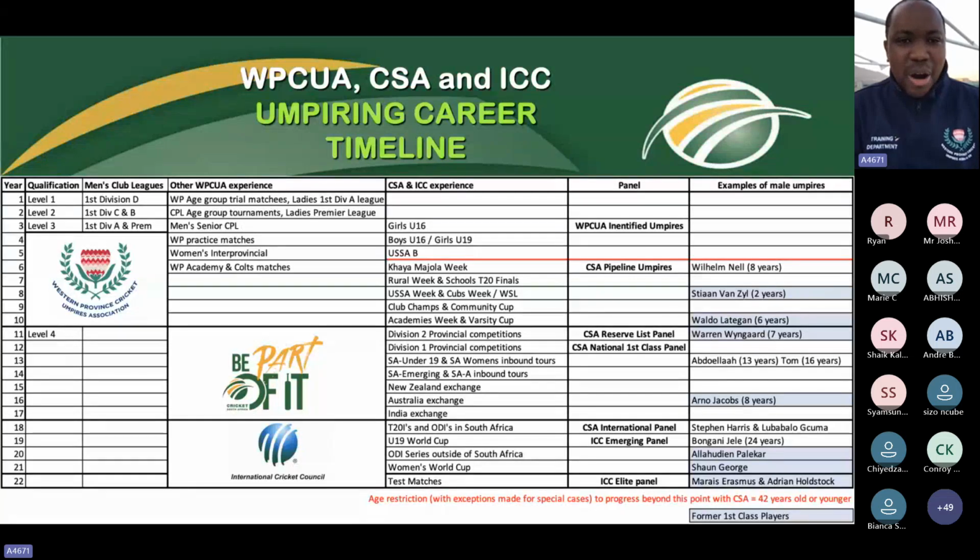As a Western Province Cricket Umpires Association umpire, this would be your route to get to the top of umpiring. You start with your level 1 qualification, and once you've got your level 1 qualification, you will receive an application form at the end of the exam window period. You fill in that application form, it's online. And once the Executive Committee of Western Province Cricket Umpires Association accepts you as a member, you will start umpiring in men's club cricket here in Western Cape, South Africa.